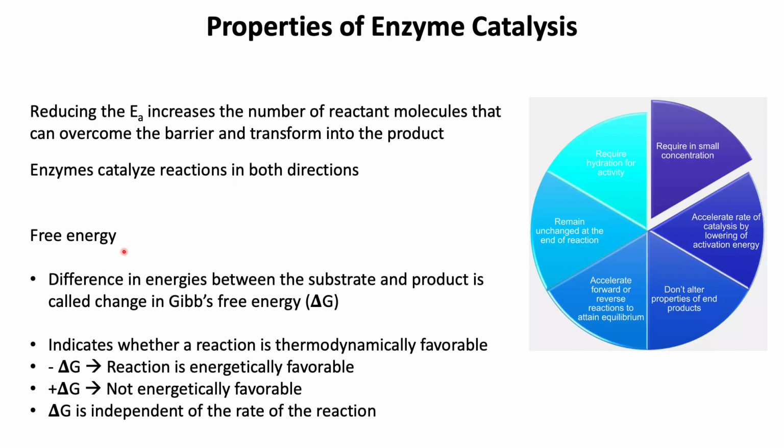This energy is also called free energy. Free energy is the difference in energies between the substrate and the product, and it's called the change in Gibbs free energy, that is delta G. Delta G indicates whether a reaction is thermodynamically favorable or not. A negative delta G value indicates that the reaction is energetically favorable, and a positive delta G indicates that the reaction is not favorable. Delta G is independent of the rate of the reaction. If delta G is small, it doesn't mean the reaction might happen faster or slower. These are just independent terms.